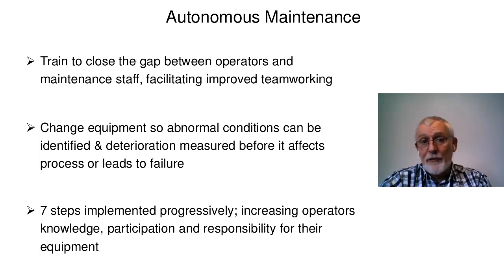Had we not heard the noise and made that intervention, the belt would have snapped ultimately, and we would probably have had, if not catastrophic, then certainly a failure that would have resulted in a lot of damaged components, plus an awful lot of lost production time. So within this autonomous maintenance space, there are 7 fundamental steps that are implemented in sequence, which increases over time the operator's knowledge, their participation, and their responsibility for their equipment.